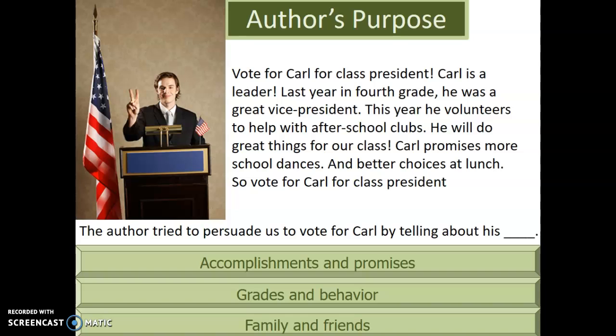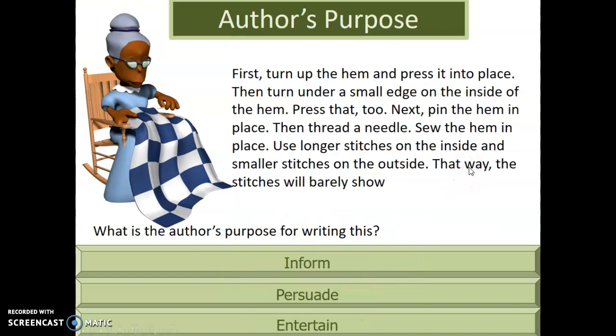Next, the author tried to persuade us to vote for Carl by telling us about his: A, accomplishments and promises, B, grades and behavior, C, family and friends. So we know it did not mention anything about his family or friends. It did not mention anything about his grades and behavior. Our answer here that came straight from the text was about his accomplishments and promises. All right, so what is the author's purpose for this one?